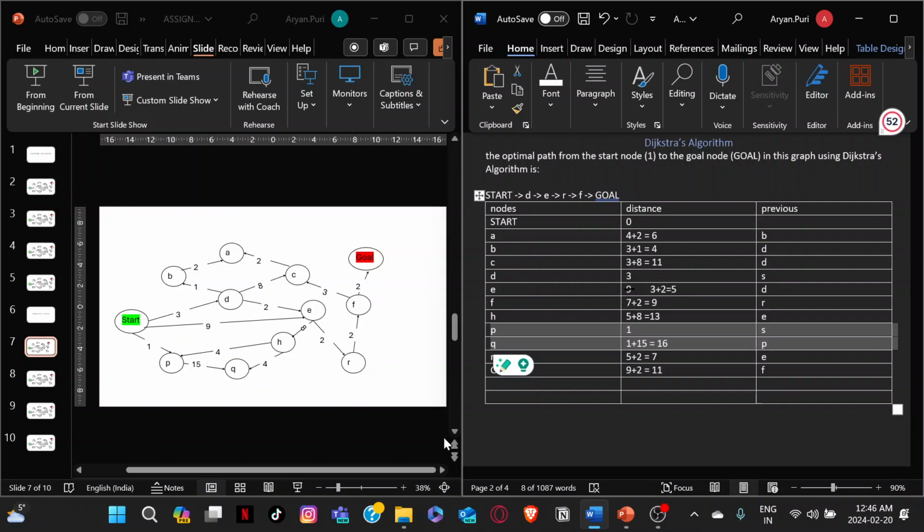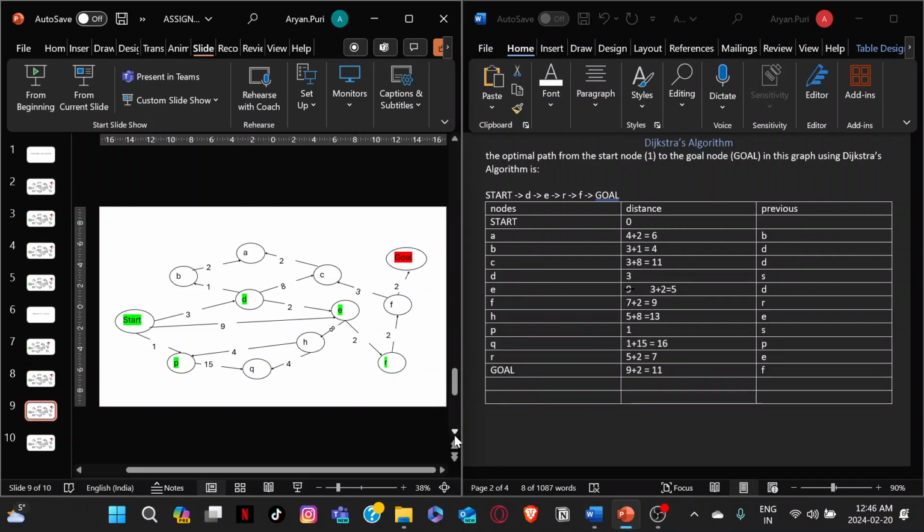Now, as the neighbors of the start node are P, E, and D with the distance of 1, 3, and 9 respectively, they are entered in the table with previous node as start or S as shown. Now, selecting the node with minimum distance, which is P, the P node will be visited and entered in the visited list.